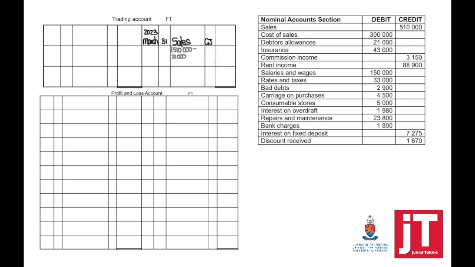Starting with sales. Sales will always appear on the credit side in your trading account. Now you need to remember, debtors allowances is always closed off to sales, and then sales is closed off to the trading account. Thereafter, cost of sales is closed off to the trading account.